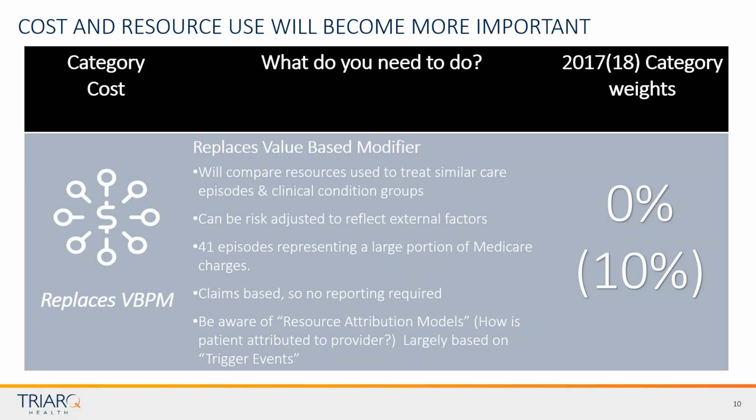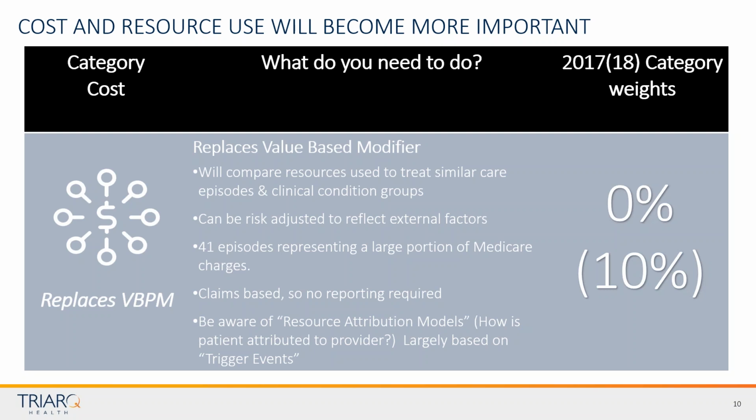There are 41 episodes that have been identified. These are the episodes that will be used to judge the cost of care. It is claims-based. There's no extra reporting that's required here. It's all based on your claims. But I think it's really important as a community, you want to be sure you understand the resource attribution models.